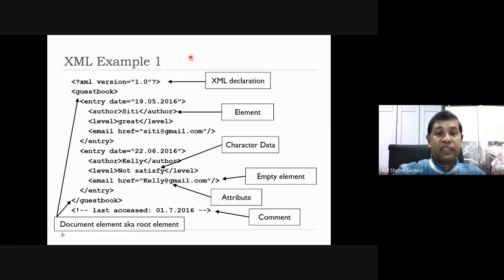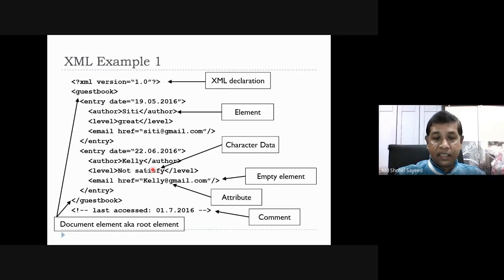Look at the example of an XML document. The first line you must declare is the XML declaration with the version. This is compulsory, or mandatory. Then you must have one root element. This guestbook start and end tag is called the document element, or we can say the root element. The rest of the things are the sub-elements or child elements, with starting and ending tags.